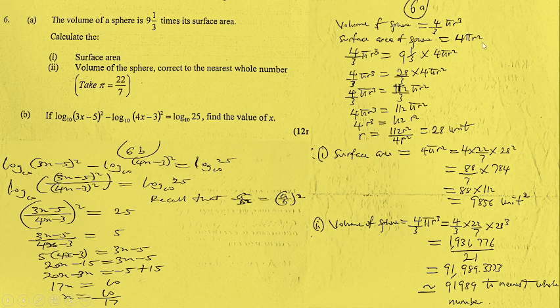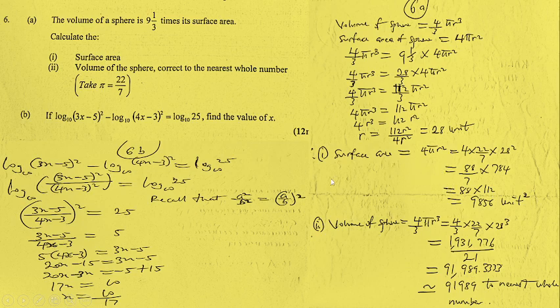Surface area is 4 pi r squared, and that will give us 4 pi r squared equals 4 times 22 over 7, and the radius is 28 now. See, 28 squared. Then if you simplify that, we have 4 times 22 will give us 88. 28 squared will give us 784. Then 7 can go into 784, that gives us 112. And the surface area will now be 9,856 units squared. So that's the surface area.